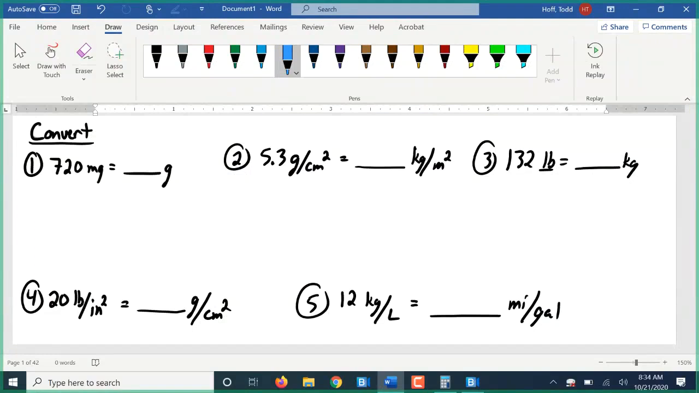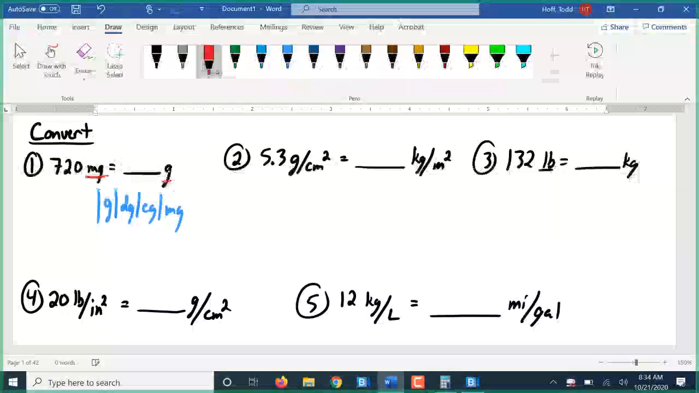So for the first one here, metric conversion, we just have our main unit in the middle, in this case, grams. Then our prefixes go out from each direction. Going smaller, it's decigrams, centigrams, and milligrams. Here we're going from milligrams to grams, which on the chart is 3 spots to the left.